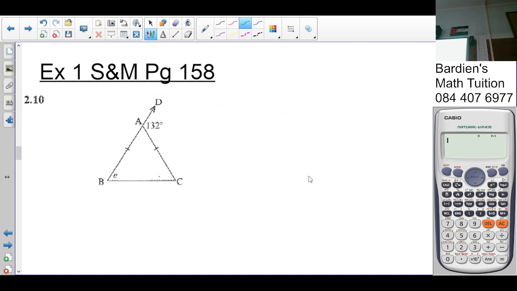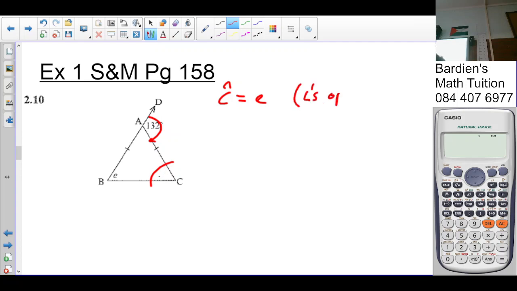Right, so here we do 2.10. Remember, this is an exterior angle. So 132 is equal to angle E plus this angle C here. E plus angle C, not so? But I don't know what C is. What is C? E. So angle C is equal to E. Why?